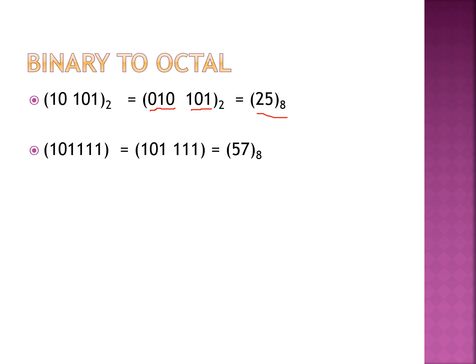In the same way, in the second problem, we can convert this number, which is in binary, into its equivalent octal. Here the total bits are 6, so we can easily make groups of 3 bits. I have made a group of 3 bits here, and a group of 3 bits here. This is equivalent to 7. This is equivalent to 5, and this is equal to 0. So the total becomes 57. In this way you can convert any binary number into an octal number.